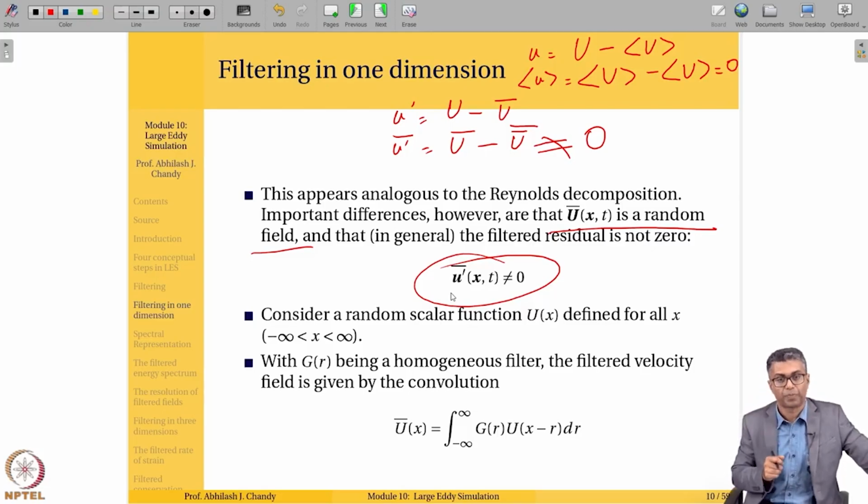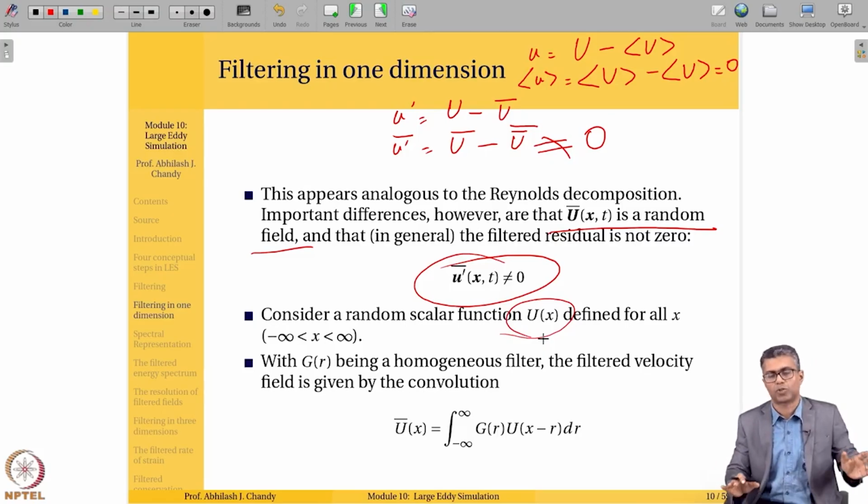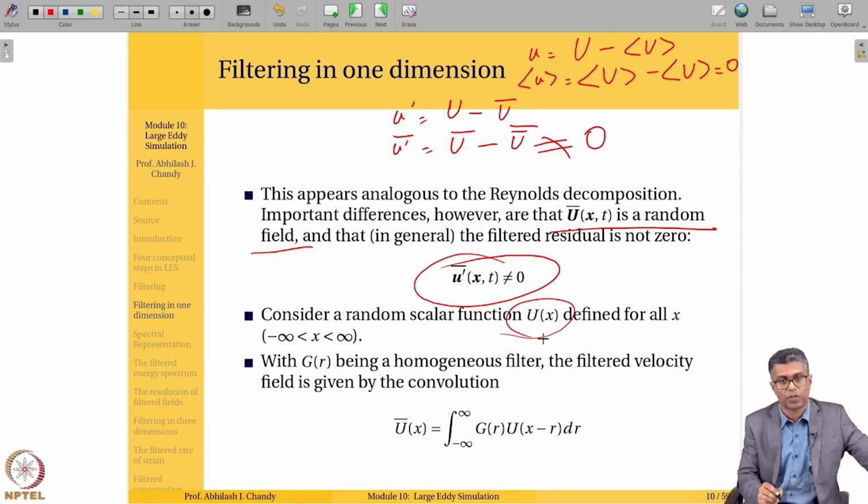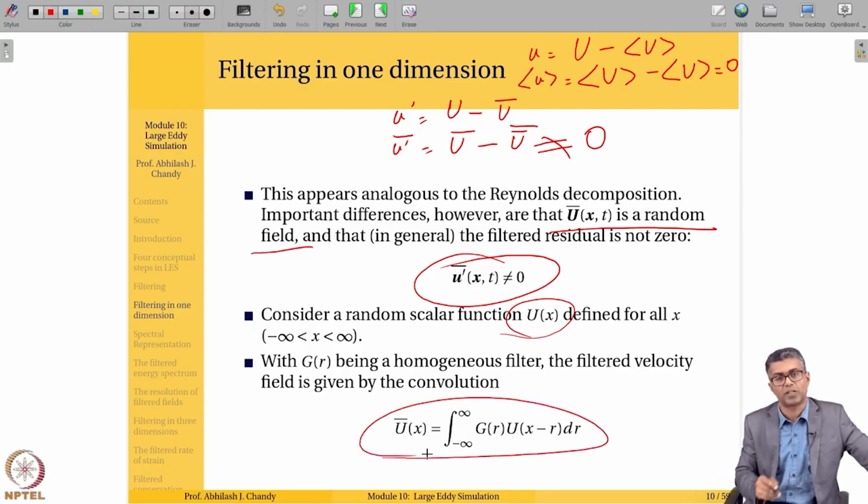Now, next point. Let's say you consider a random scalar function, and we are going to look at it in one dimension. Okay, random scalar function u of x. So forget velocity for now. Let g of r be a homogeneous filter, so not changing with space. It does not depend on x. It only depends on r, which is related to the convolution. Then the filtered random field is given by this: U bar of x is the integral from minus infinity to infinity of g of r u of x minus r dr.